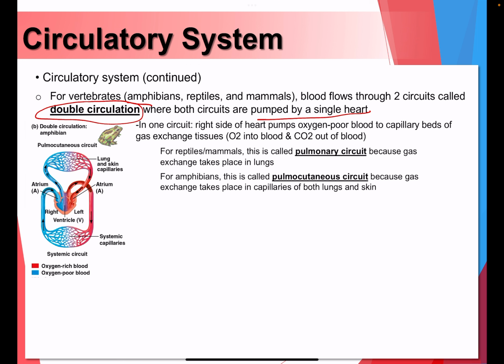So in one circuit, the right side of the heart pumps oxygen poor blood to capillary beds of gas exchange tissue, such as lungs, in this case, where oxygen will go into the blood and carbon dioxide will come out of the blood into the lungs. So don't worry, let me explain this. So here's the heart. Blood will come out of the heart, usually the right side.